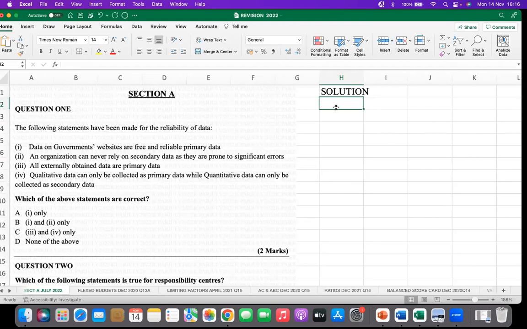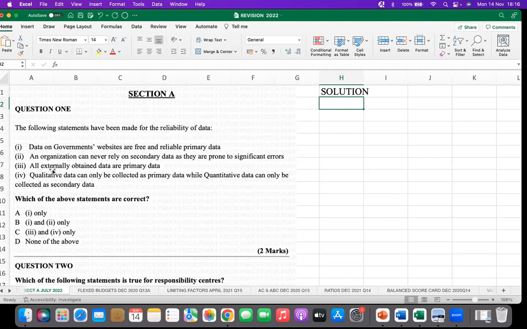Point two, an organization can never rely on secondary data as they are prone to significant errors. That is not true. An organization relies on both primary and secondary data.